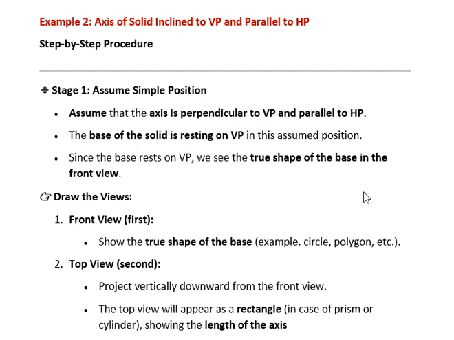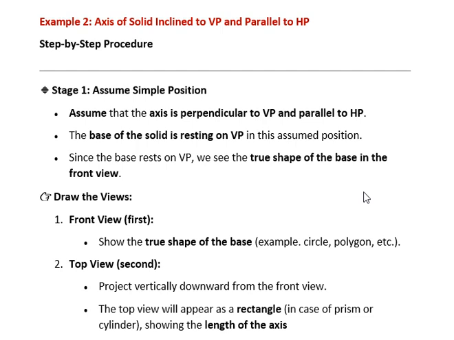If the axis of the solid is inclined to one reference plane, we have to do the two-step or two-stage method. In stage 2, whatever shapes we are getting in the front and top view, those are the actual front and top view. If the axis of the solid is inclined to both reference planes, that is both the horizontal plane and the vertical plane, then we have to go for the three-stage method. In stage 3, whatever shapes we are getting in the front and top view, those are the actual front and top view based on the given condition.